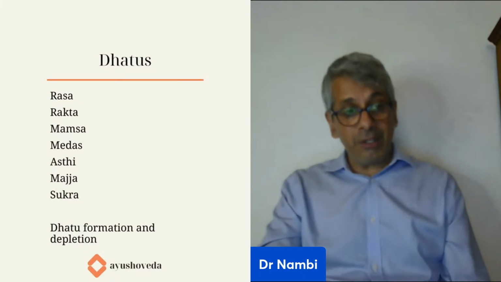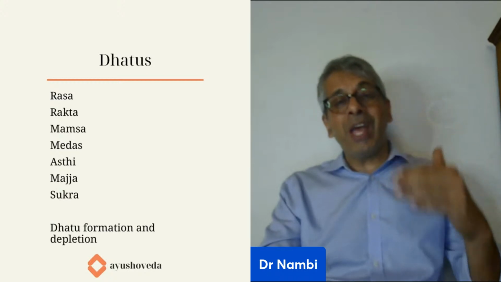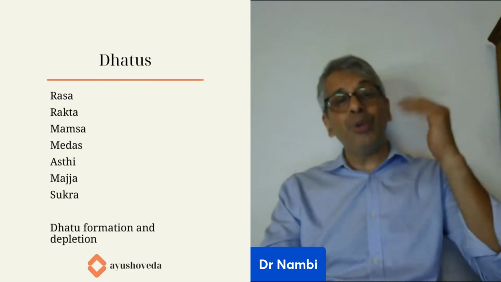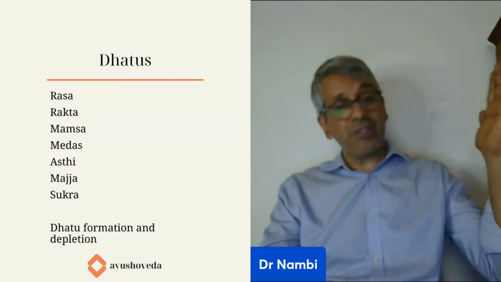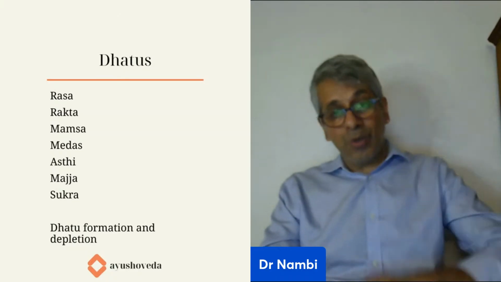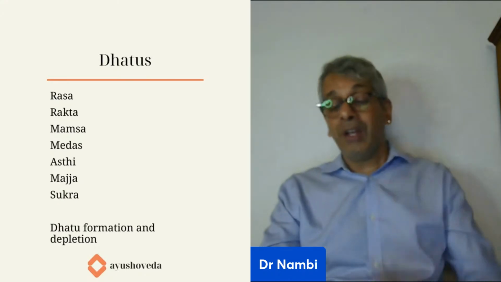Now, dhatu formation, as I showed, is rasa, rakta, mamsa, meda, asthi, majja, shukra, and the depletion happens from the bottom. The shukra dhatu goes first, then the majja dhatu, then the asthi, medas. That's the way the depletion happens. So construction happens from rasa to shukra, but the destruction happens the other way, shukra to rasa.